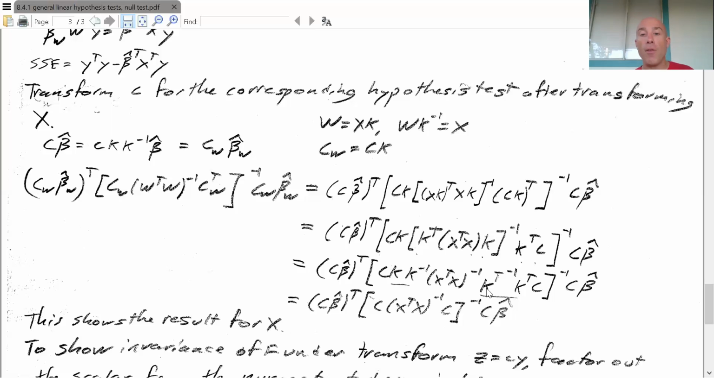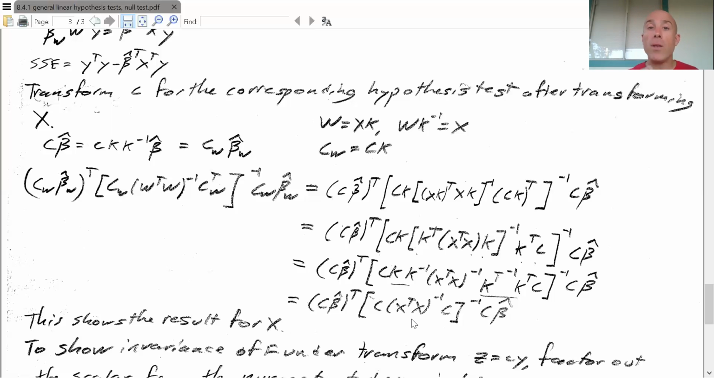At this point, I've got K and K inverse, and those cancel. I've got K transpose inverse and K transpose, and those cancel. So now I've got this here, and that's the same thing we had a moment ago. Therefore, we see that the F statistic we get, either way, doesn't matter. Whichever presentation we use is going to work out, as long as the transformation is full rank.